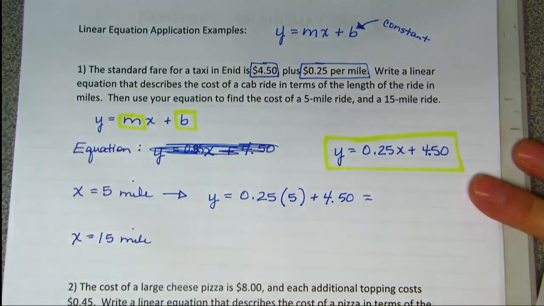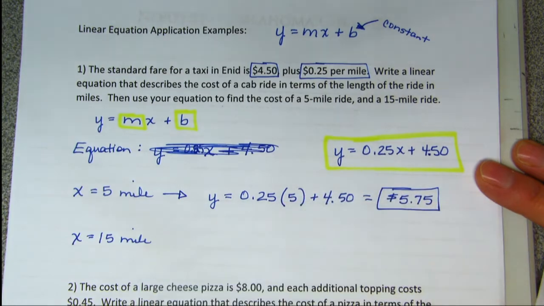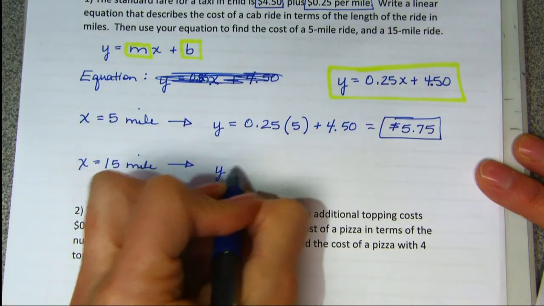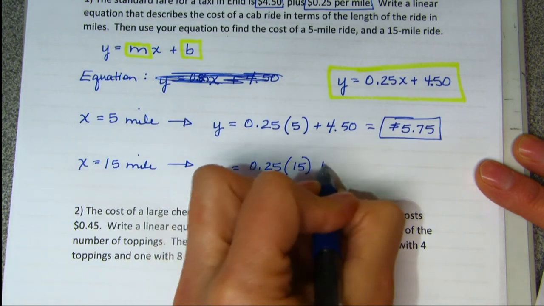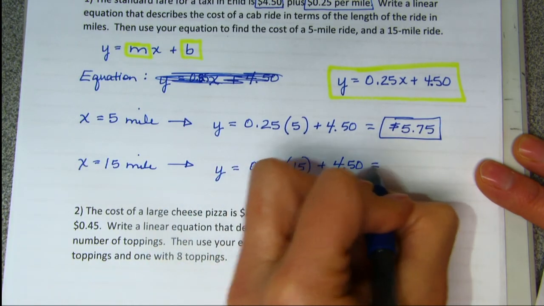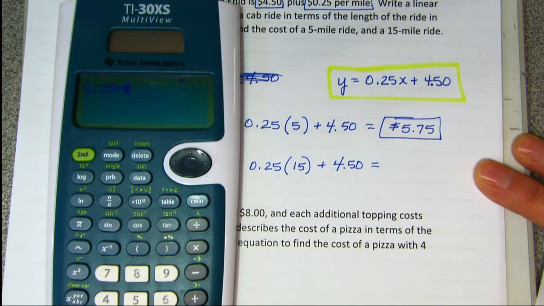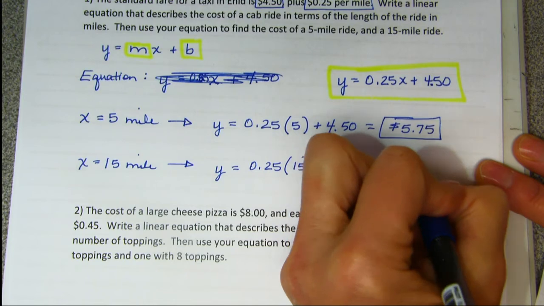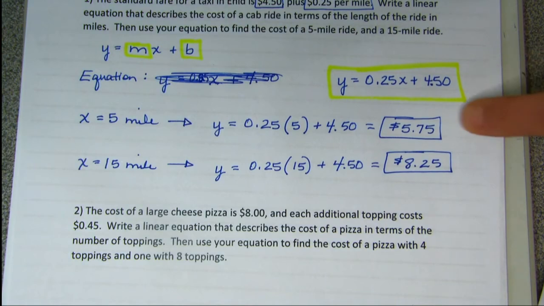So it's going to cost me $5.75. And then here, y equals 25 cents for 15 miles plus the constant of $4.50. So 25 cents times 15 plus 4.50. This would cost me $8.25. So you are going to be asked to write an equation and then use that equation to do some calculations.